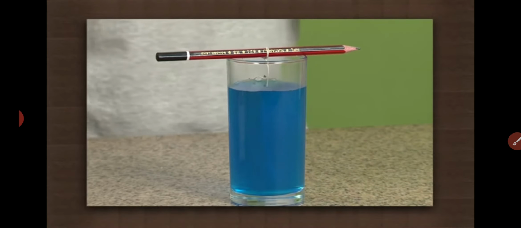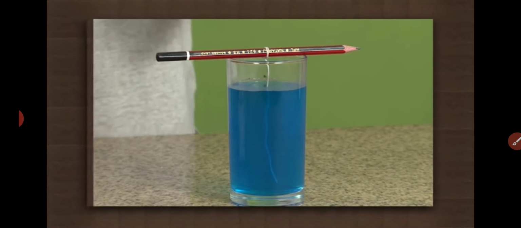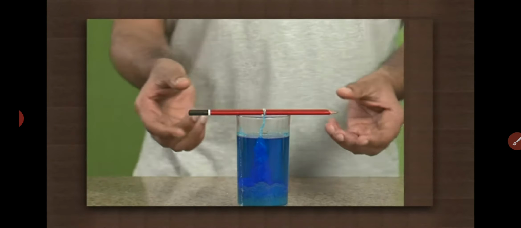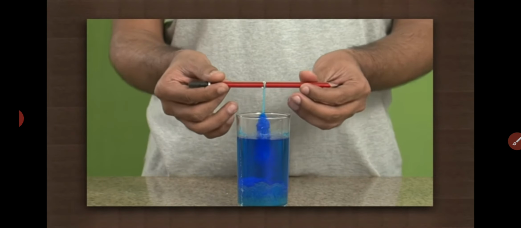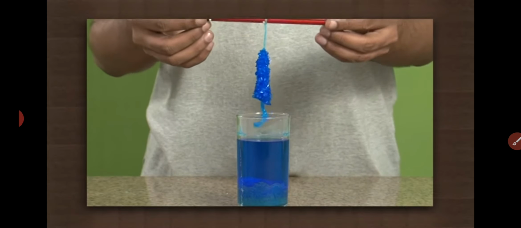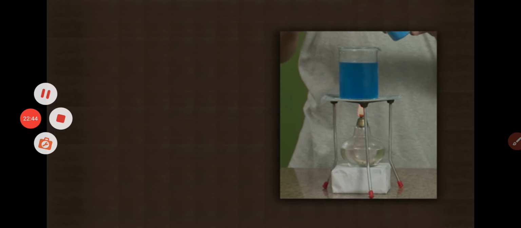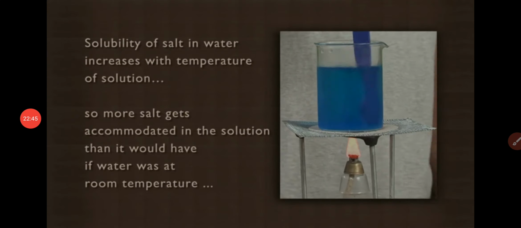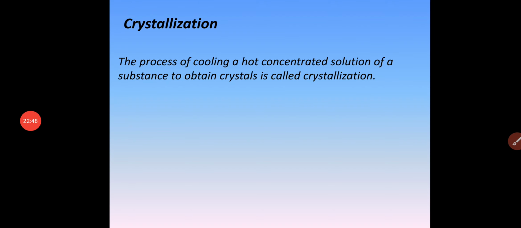Now leave it as it is for some time. Now you can observe how the copper crystals attach to the thread. Now, what can we say about crystallization?